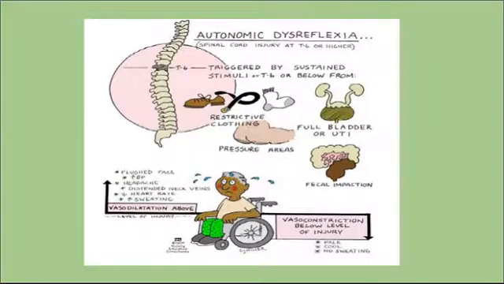This is a good picture for your autonomic dysreflexia. As it says, it's triggered by sustained stimuli at T6 or below. It says restrictive clothing, pressure areas, but the full bladder, UTI, and fecal impaction are the hugest contributors to autonomic dysreflexia. It happens quickly. It is life-threatening. It can happen just from some noxious stimuli that causes the bearing down.